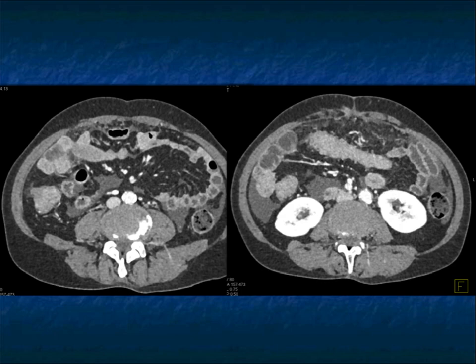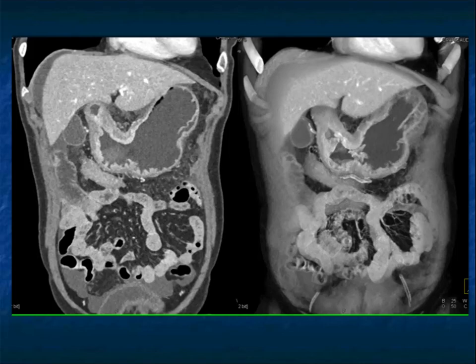Again, we look very carefully at the omentum. We look very carefully at the mesentery. It's one thing to see ascites, that's always concerning, but this beading and this nodularity, that really is carcinomatosis. There's no mistake about that.